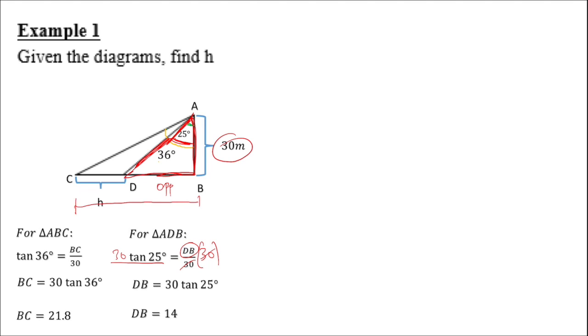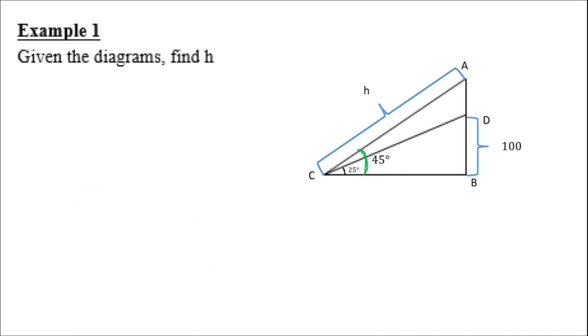So we have the whole thing is 21.8. We have this is 14. What are we left with? We're left with h equals 21.8, the big one, minus the small one. That's just equal to 7.8. And that's example 1.